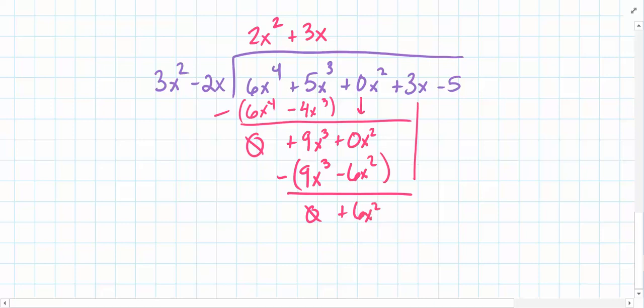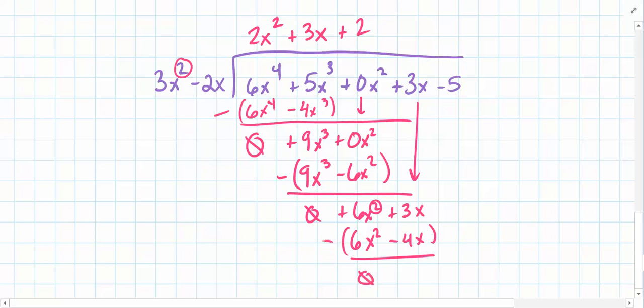Can I keep going? Yeah, I sure can, right? Because I have a squared here, and I have a squared down here. So I can keep going. So 3x squared into 6x squared is what? 2, there you go. So 6x squared, and then 2 times the negative 2 would be a negative 4x. Alright. 0 by design. I'm subtracting here. So 3x plus, that'd be a positive 7x, right? And then bring down the minus 5, and you're done.